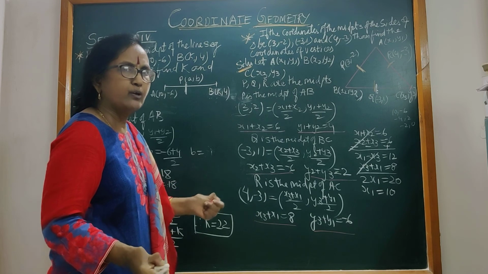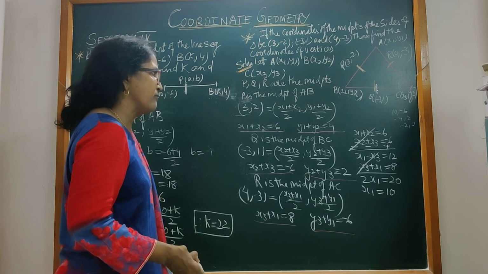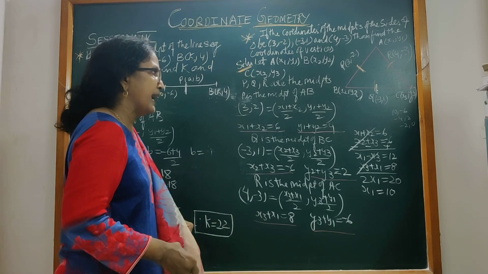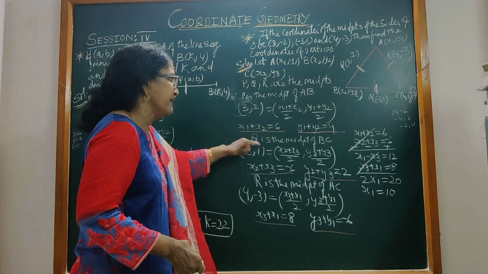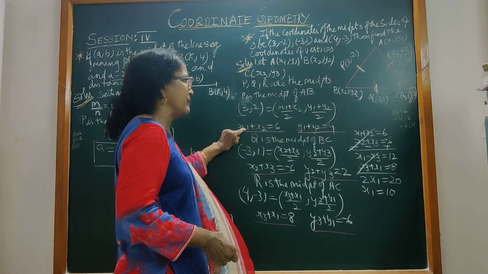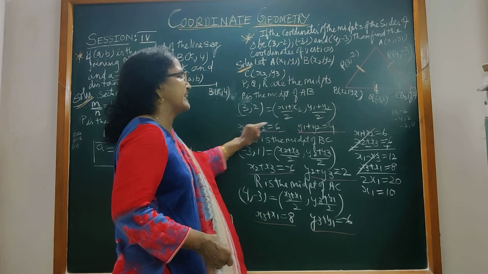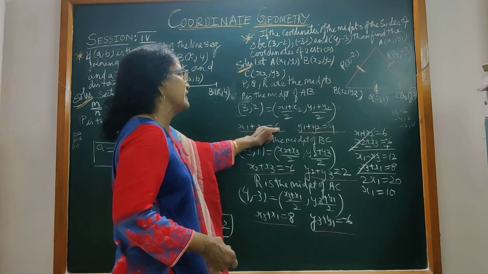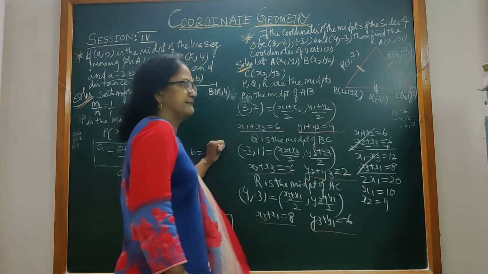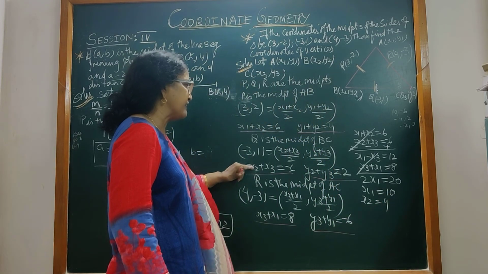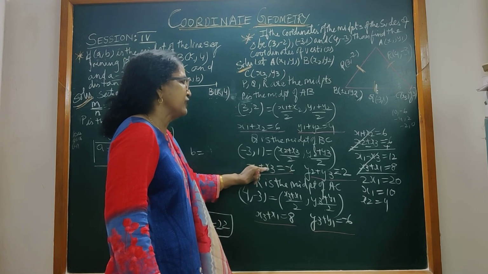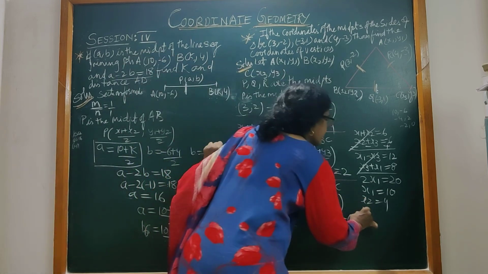So once you have got the value of x1, you can go for the values of x2 and x3. You can substitute in this way. When I substitute x1 in the first equation, 10 plus x2 is equal to 6. Therefore x2 is equal to -4. Got it? Now when I got x2 as -4, you put it here: -4 plus x3 is equal to -6. So x3 you will get as -2.